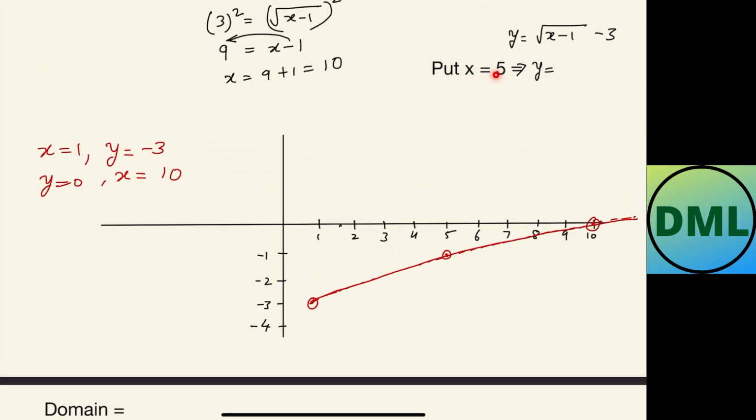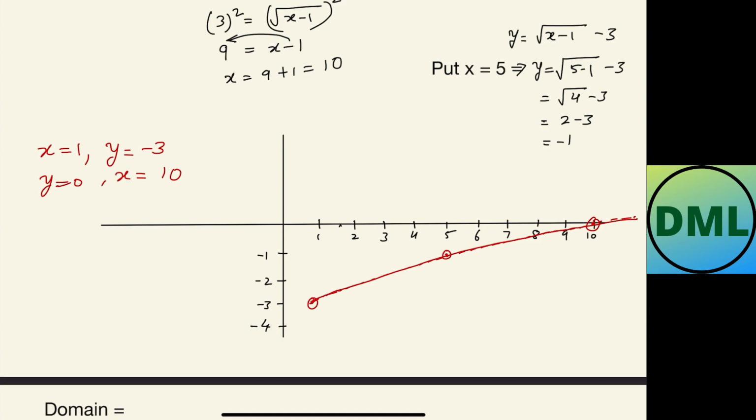If I substitute x is equal to 5 in my given function, I will get root of 5 minus 1, minus 3, which is equal to root of 4 minus 3. Root of 4 is 2, minus 3. My answer will be minus 1. At x is equal to 5, the value is minus 1. Then I join it and this will be my curve. Now it's easy for me to write down the domain and the range.